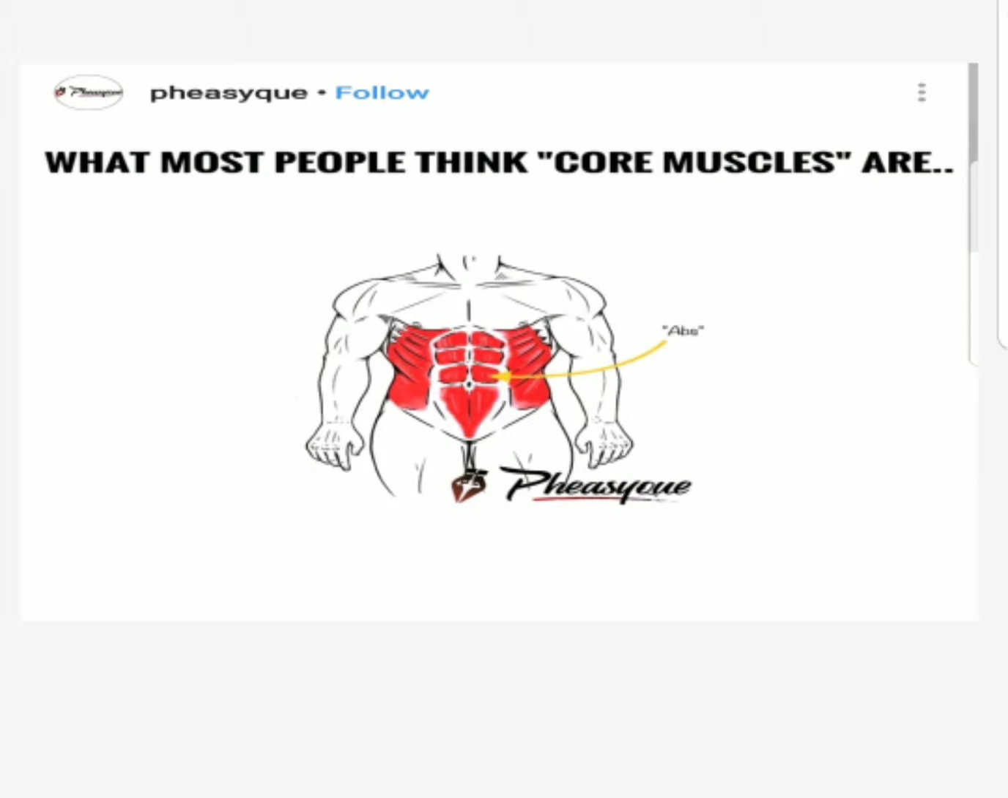Core stabilization. So which are the actual muscles of the core?